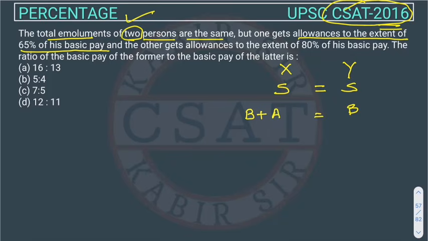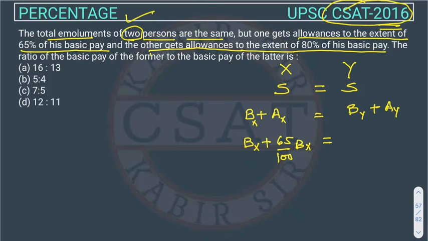So here, basic pay of X plus allowances of X equals basic pay of Y plus allowances of Y. X is getting allowances of 65% of his basic pay. And what is the other person getting? Allowances to the extent of 80% of his basic pay. So this is given. Now the ratio of the basic pay of the former to the basic pay of the latter is asked.